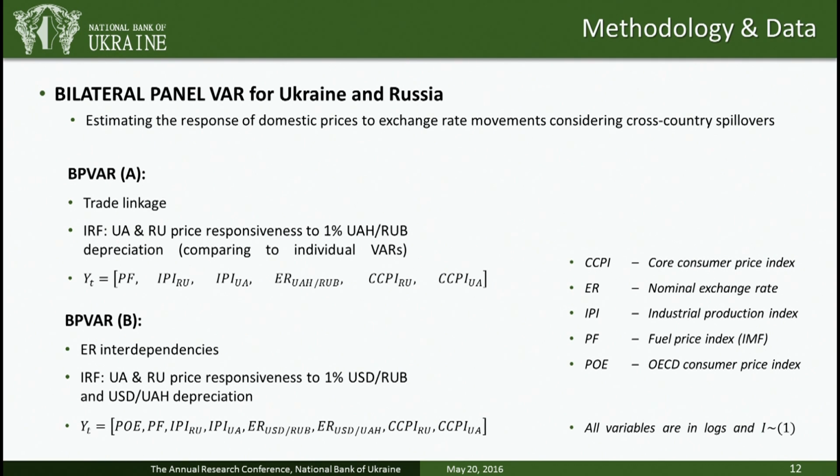In addition to the first model, we run a second one in order to account for potential exchange rate interdependencies between Ukraine and Russia in their common foreign markets. This model includes the hryvnia and ruble exchange rates with respect to the US dollar. In this case, we also use the consumer price index in OECD economies in order to account for effects of foreign prices. Our analysis is based on monthly data from January 2000 until the end of 2015, which is long enough to avoid dimensionality problems.